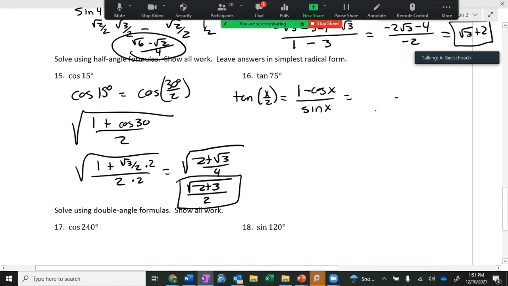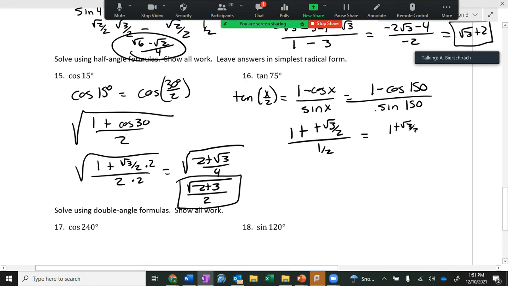So 75 is 150 over 2. So it's 1 minus the cosine of 150 over sine of 150. The cosine of 150 is negative square root of 3 over 2. The sine of 150 is 1/2. So if we go plus a positive, it's 1 plus square root of 3 over 2 over 1/2. Then if we multiply top and bottom by 2, it's 2 plus the square root of 3 all over 1. And we just end it with 2 plus the square root of 3.